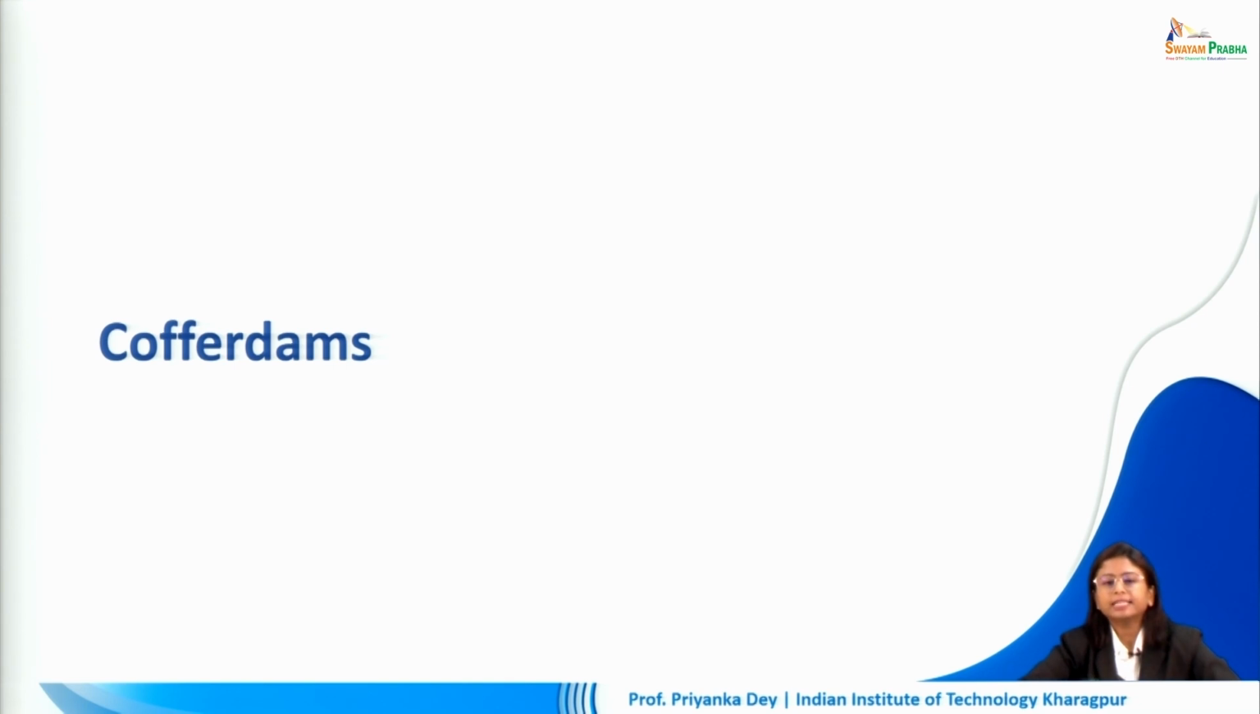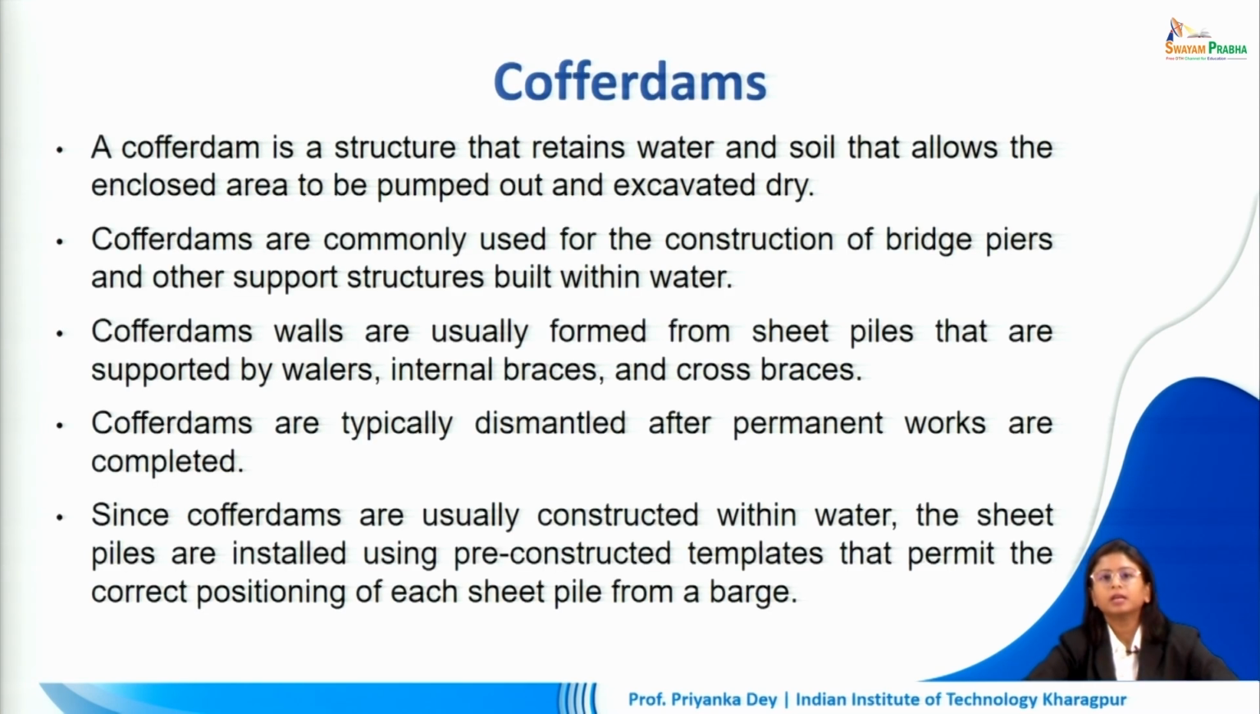So these were all the types of piles that we can use in deep foundation. Now the last two types that we are going to study today are cofferdams and caissons. Let's quickly take a look at them. Now cofferdams are structures which retain water and soil and allow us to enclose a certain area, and within that area we can then pump out the water and excavate it dry to create this watertight empty space for further construction.